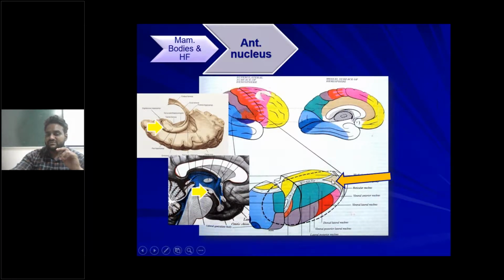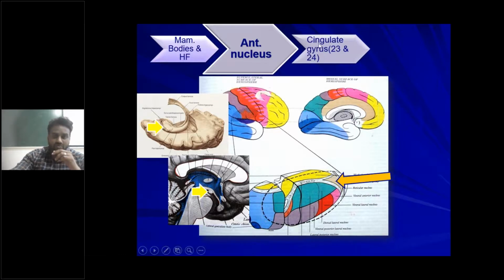Whatever you see here, this one is the anterior nucleus. It receives input fibers from the mammillary body and hippocampal formation. Output fibers go to which gyrus? The cingulate gyrus, above the corpus callosum. Whatever I am showing here is the cingulate gyrus above the corpus callosum. The function of this nucleus is memory, concerned with permanent long-term memory.